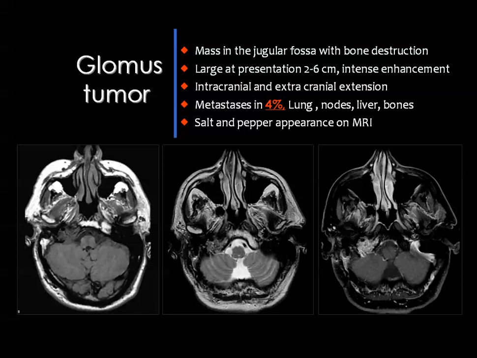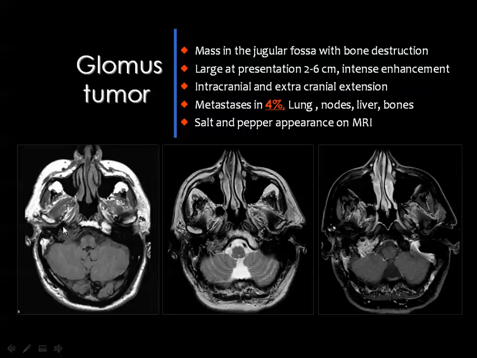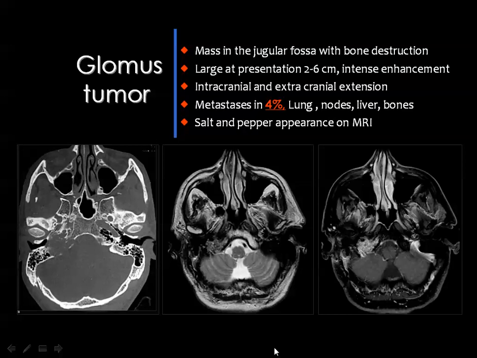Glomus jugular is centered to the jugular fossa, and this tumor will destroy the jugular fossa and the related part of the petrous bone, may invade the middle ear cavity, and may extend into the cerebellopontine angle area as well. These tumors are on the benign side. They are slowly growing, but some of the tumors may give metastatic deposits into the lung, lymph nodes, liver, or bone. Then CT is good in delineation of bone erosions. As you can see here, there are erosive changes in the jugular fossa, and this jugular fossa is occupied by an intermediate signal mass, which is strongly enhancing after injection of gadolinium.